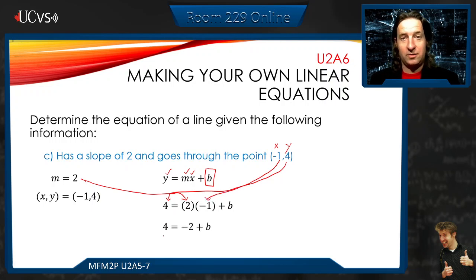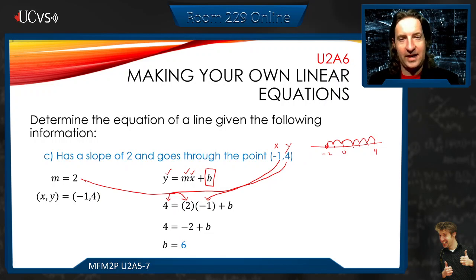So I can work that out. 4 is just 4. 2 times -1 is -2. Positive times a negative is a negative. So now I have this expression: 4 is -2 plus something. What do I have to add to -2 to get to 4? Do a quick little number line here. I'm at -2 and I want to get to 4. Add 1, 2, 3, 4, 5, 6. When I add 6 to -2, I get 4. So my b is 6.